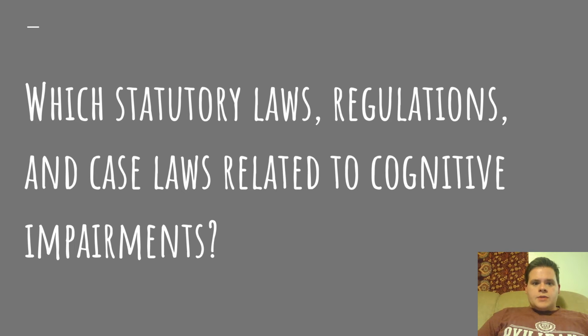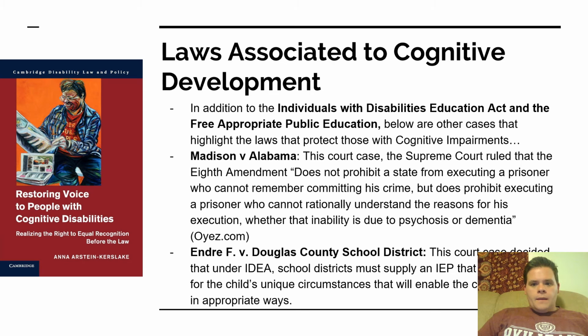So what statutory laws and regulations and case laws are related to cognitive impairments? Like we've learned a lot in this class, the Individuals with Disabilities Education Act, or IDEA, and FAPE, the Free Appropriate Public Education, both of those are associated with cognitive impairments. But we also found a couple other court cases that deal with cognitive impairments in the broader sense, outside of education. This first one is not related to education at all, but it directly ties to adults that have cognitive impairments.